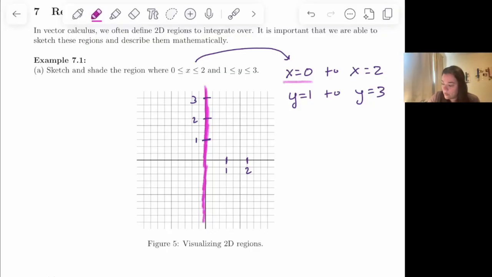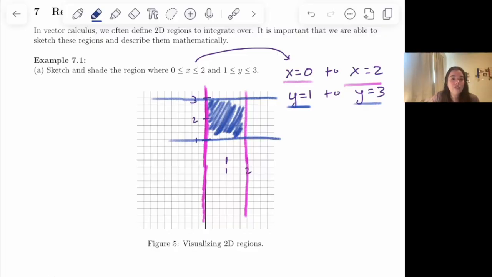So I sketched x equals 0. Now I need to sketch x equals 2. That's a vertical line at 2. So there I've sketched my x boundaries. Now let's go down and sketch the y boundaries. y equals 1 is a horizontal line at 1, and y equals 3 is a horizontal line at 3. Sketch and shade the region bounded between all of those boundaries. That is this region in here.